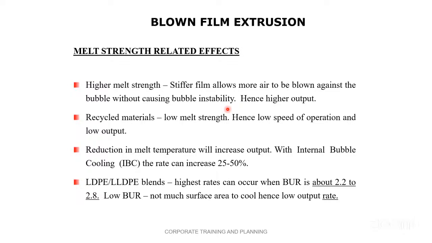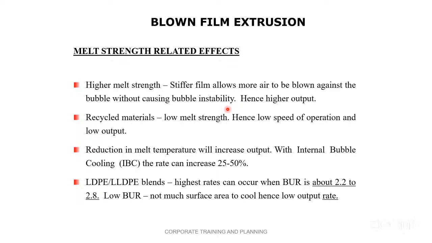If you use a recycled material, then what will you have? Low melt strength, and also low speed and low output. Now, if you reduce the melt temperature, it will increase the output. And with internal bubble cooling, the rate can be increased by 20 to 25%.